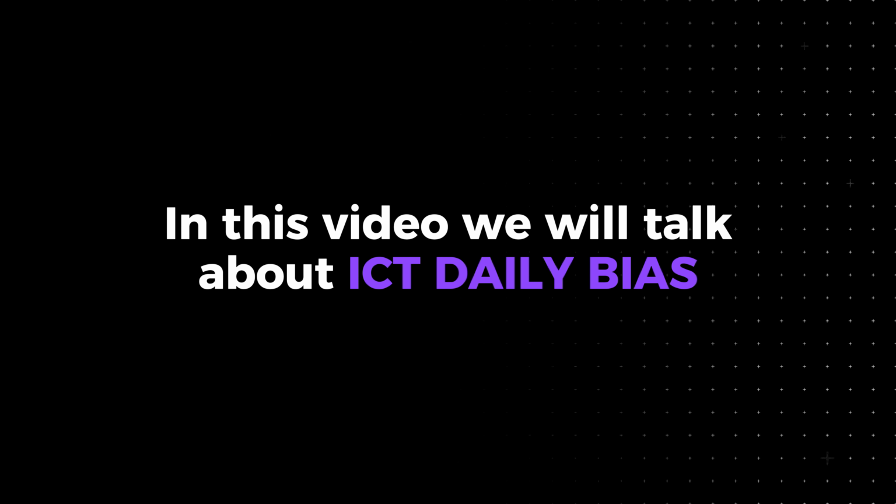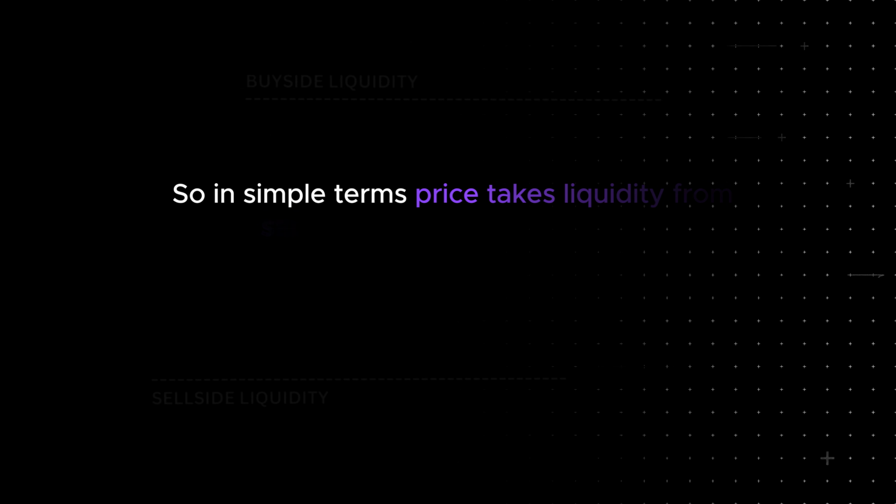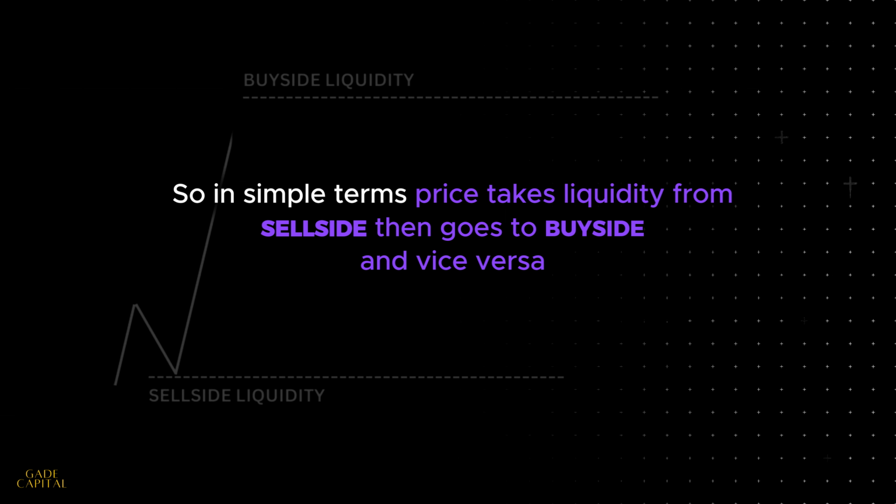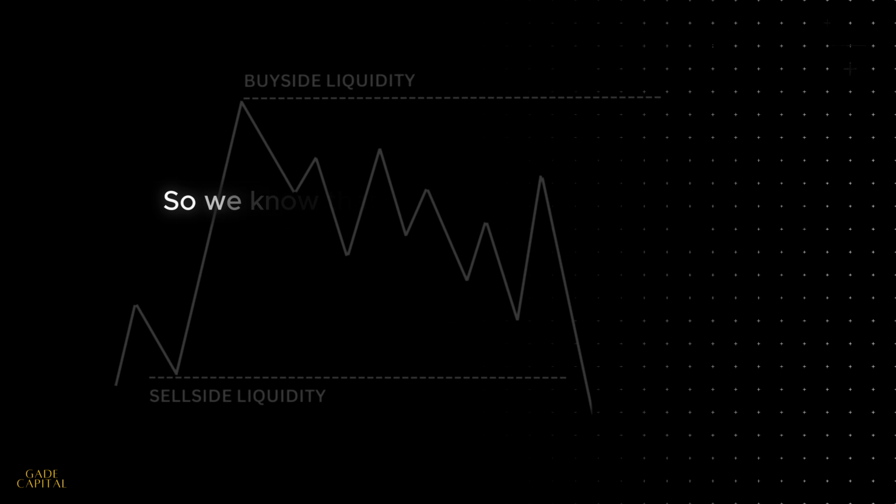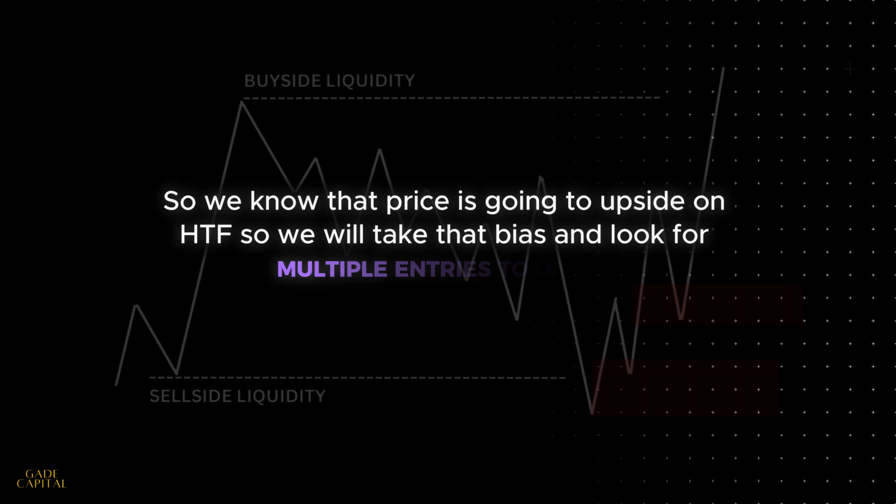In this video, we'll talk about ICT daily bias. So in simple terms, price takes liquidity from sell side and then goes to buy side. And same for the sell side: price takes liquidity from buy side and then goes to sell side. And so we know that price is going to the upside on higher time frame. So we'll take that bias and look for multiple entries to the upside.